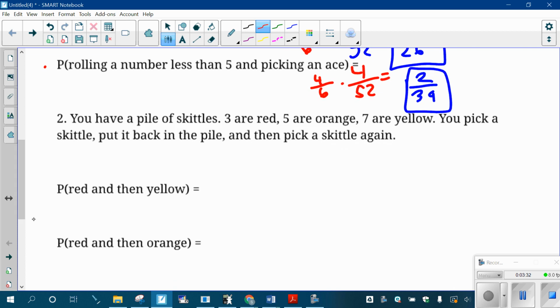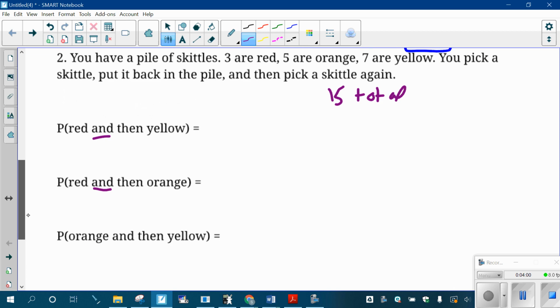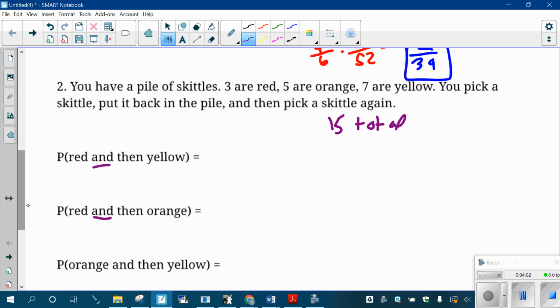If you read scenario 2, it says you've got a pile of Skittles. 3 are red, 5 are orange, 7 are yellow. There's 15 total Skittles. You pick a Skittle, you put it back, and you pick a Skittle again. Actually, the probability of picking one color and then another color. Okay, so because of this and, you're going to find the probability of those two things and multiply them together. Why don't you pause and give these a try?